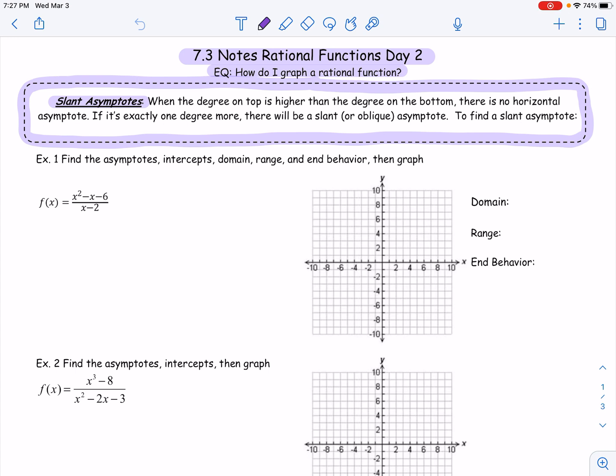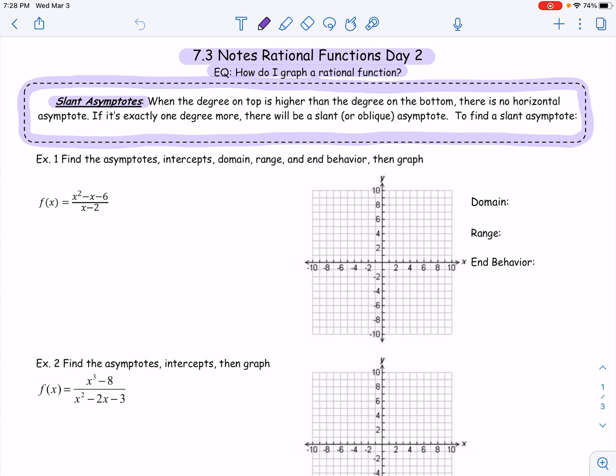But something that I did mention in 7.2 is that when you are finding those horizontal asymptotes, you have to compare the degree of the top and the bottom. When the degree on the top is higher than the degree on the bottom, there is actually no horizontal asymptote. However, if the top is exactly 1 degree higher, then there will be what we call a slant asymptote. Sometimes we also call that an oblique asymptote.